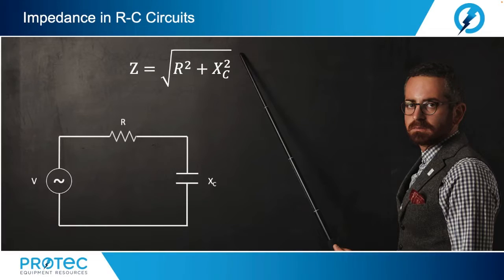Now let's look at a resistive capacitive circuit. In a capacitive circuit, as in an inductive circuit, impedance is the resultant of the phasor addition of resistance and capacitive reactance. The equation impedance equals the square root of the sum of resistance squared plus capacitive reactance squared is the mathematical representation for impedance in an RC circuit.